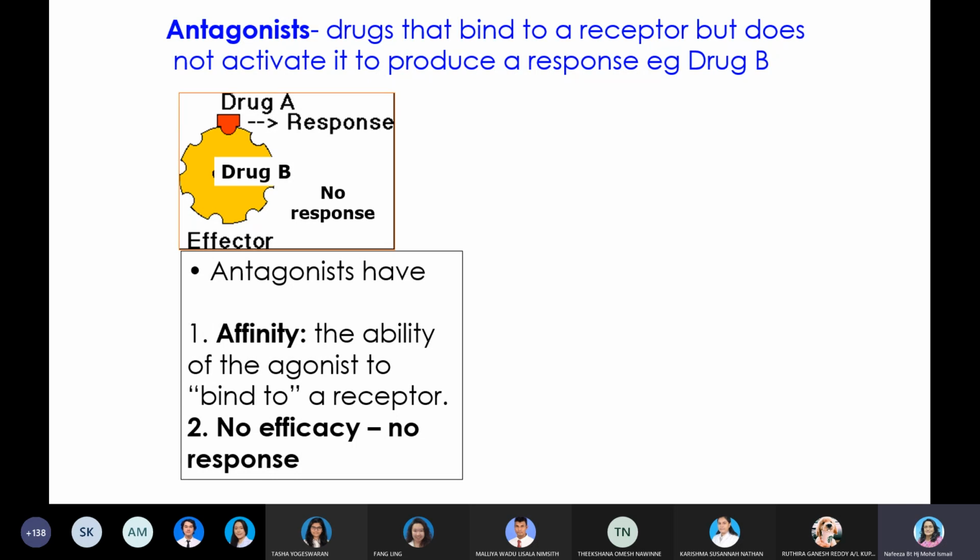For example, drug B. So drug A, we said, will produce a response, but if you use a drug B, there will be no response. Same effector organ, no response. Okay.